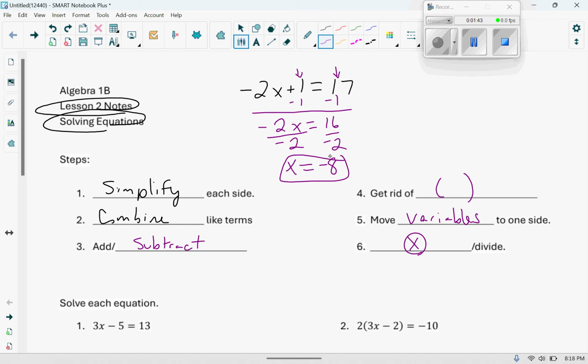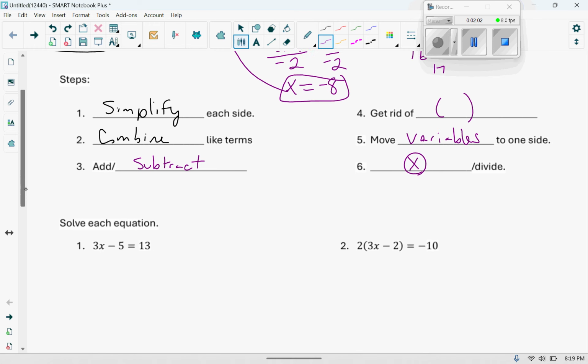And then always, kind of as a final step, make sure that makes sense. So if I were to plug in negative 8, let's see, negative 2 times negative 8, that's 16, and 16 plus 1, that is 17. So that works, and so I know for 100% that that is the correct answer.